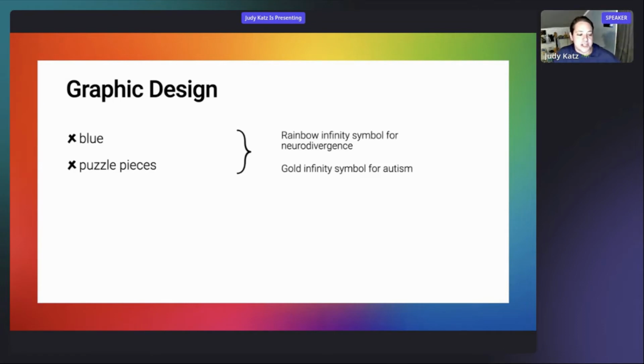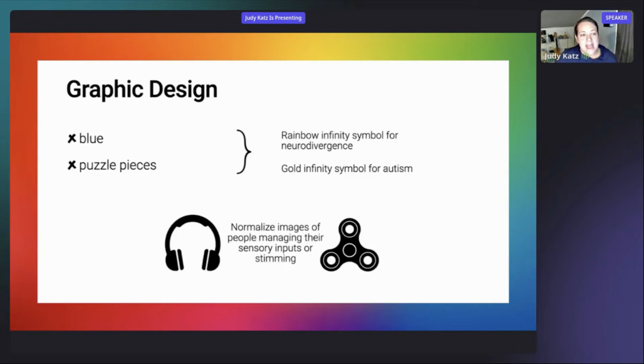Neurodivergence in general is represented by a rainbow infinity symbol, or specifically a gold infinity symbol for autism. And there are other types of graphic design related things that you might do to be inclusive for neurodivergent learners. It's kind of hard to represent neurodivergence visually because it's a hidden disability. There's no such thing as looking autistic or looking ADHD or looking TBI or anything like that.